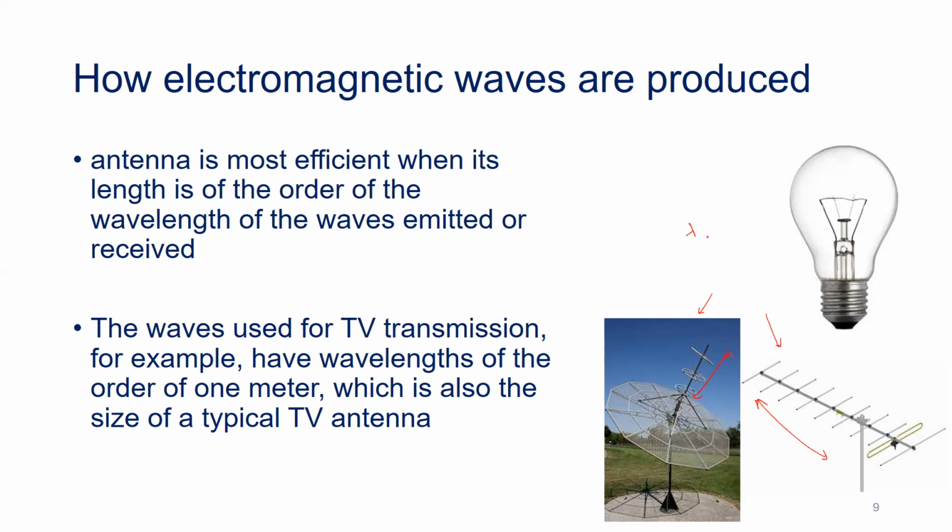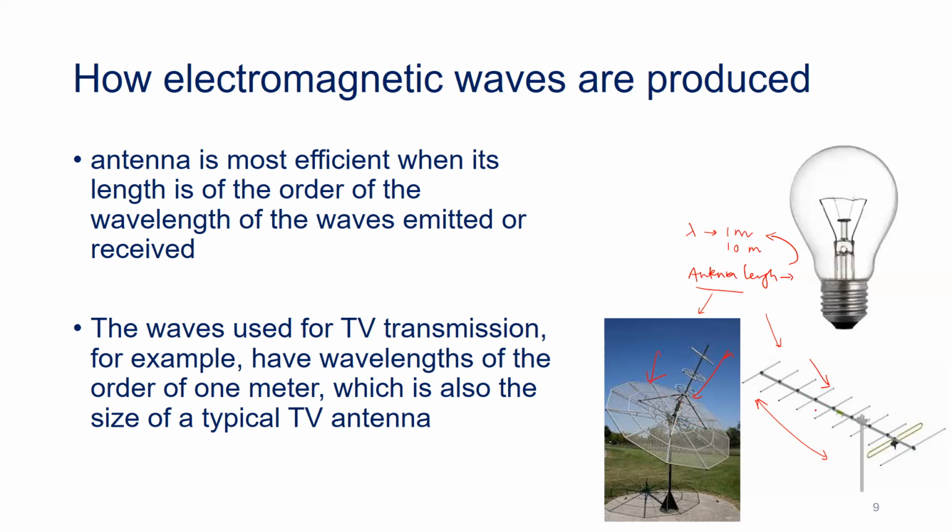So lambda, we know, is the wavelength. So if it is like 1 meter or say 10 meter or something like that, the antenna length should be of this order, so that the antenna is highly efficient to receive or emit the EM wave. So you see now, this is the antenna right here for radio transmission or reception. This is the antenna for TV reception. These are the receiving antennas I have shown here.